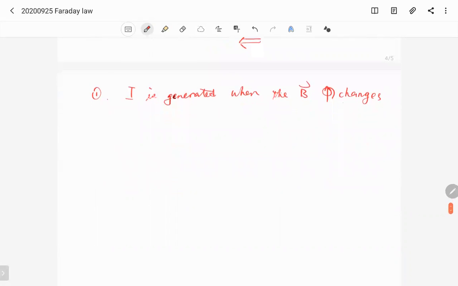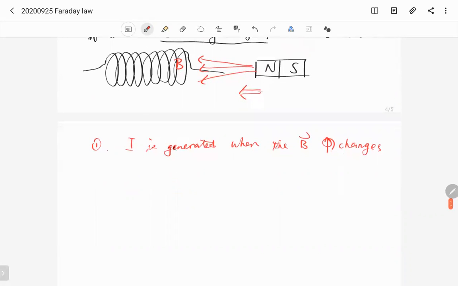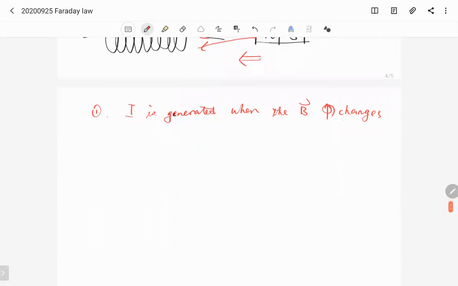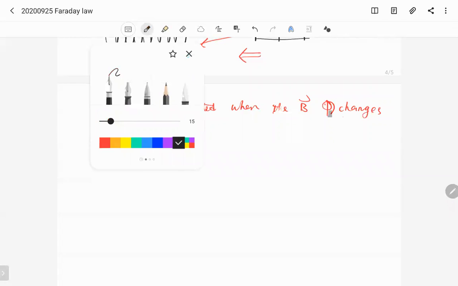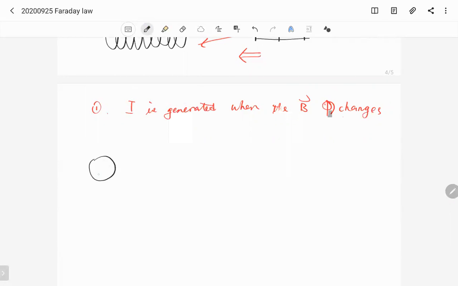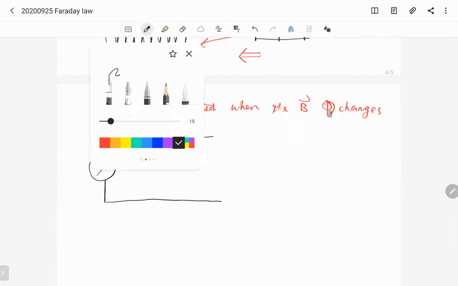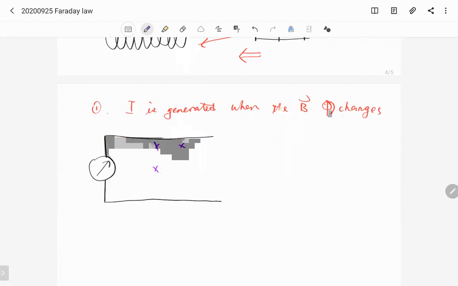The second experiment is we don't change the magnetic field, but we change the surface area of the circuit. The experiment could be like this. We have a current meter connected with a circuit. The circuit is made by a wire, and this wire is a conductor. But this circuit is open. At the beginning, there's no current. And inside the circuit, we have magnetic field. Suppose they point into the page.